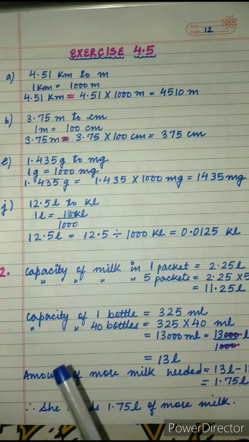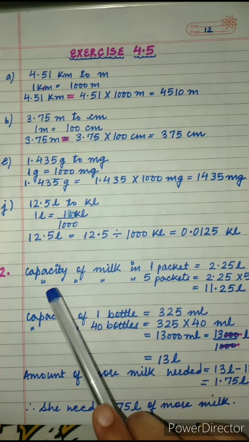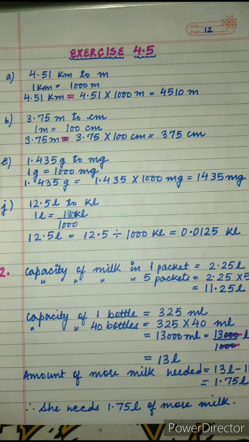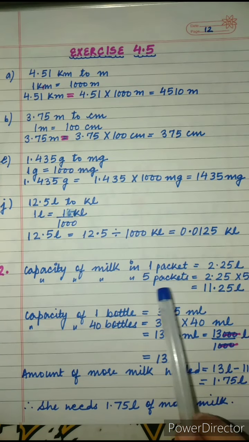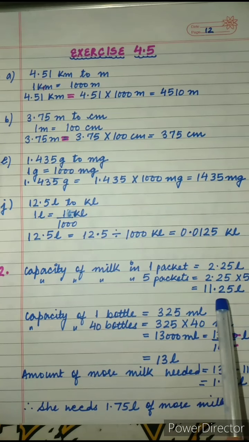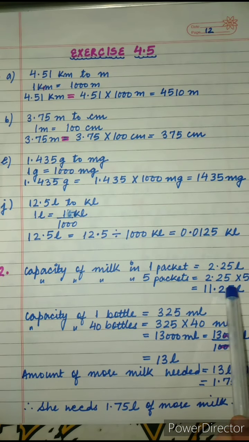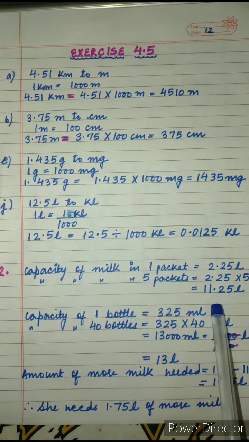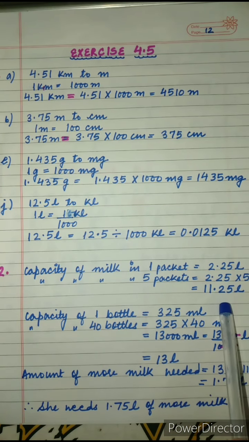Now come to question number 2. We are given that the capacity of milk in one packet is 2.25 liters, and we have to find the capacity of milk in 5 packets. So we multiply 2.25 liters by 5, and we get the capacity of 5 packets as 11.25 liters.